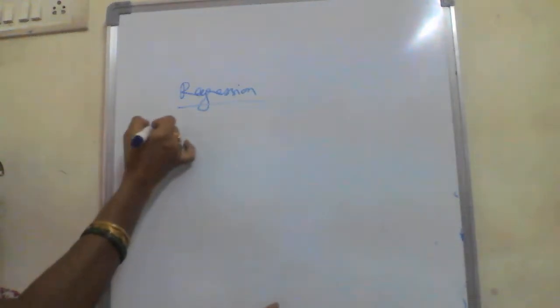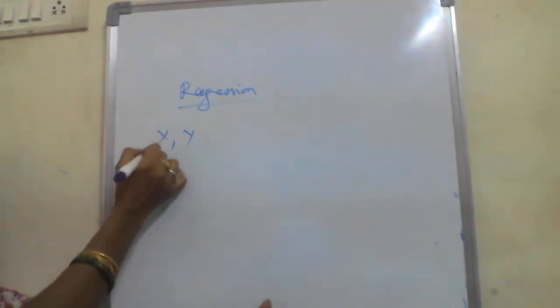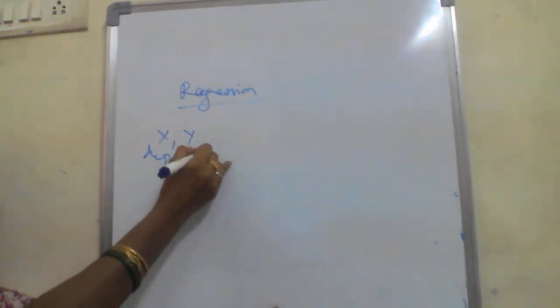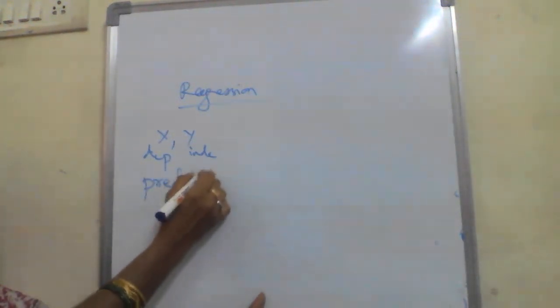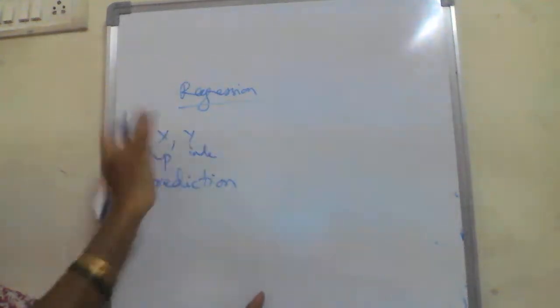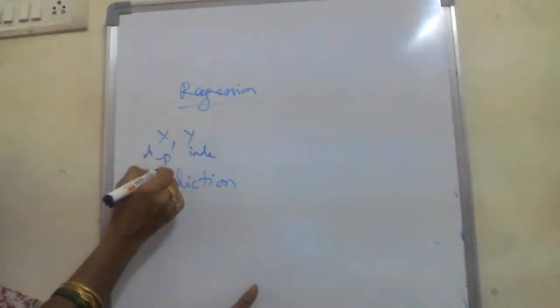Regression analysis is the study of measuring the relationship that exists between two or more variables. So regression analysis involves two variables or sometimes more. Here one variable you call dependent and the other you call independent. The prediction of one variable from the other, you call regression analysis.